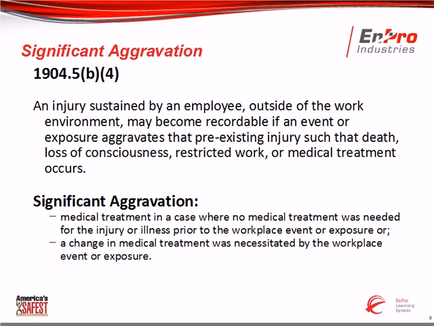Basically, significant aggravation is where we have a case where we now need medical treatment, where no medical treatment was needed prior to, or perhaps there's a change in the medical treatment, and that was necessitated by the event or exposure in the workplace. So let's say that this person went on vacation, they developed their tennis elbow, they went to the doctor before returning to work, and they were given a prescription medication.